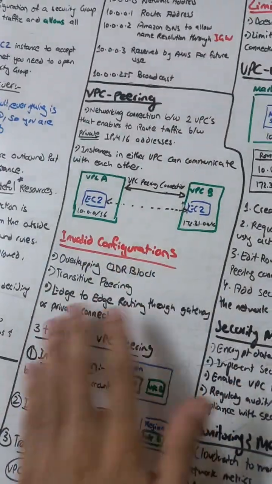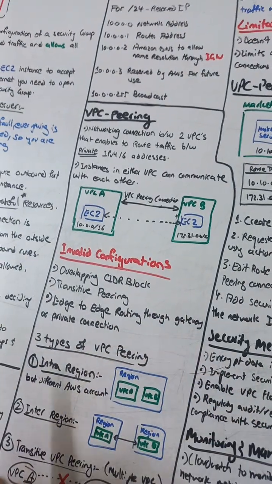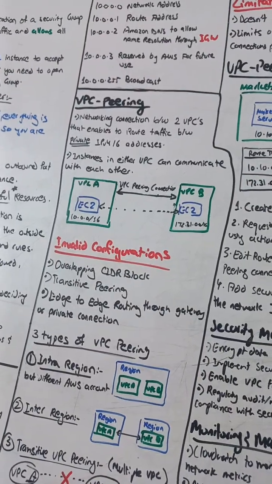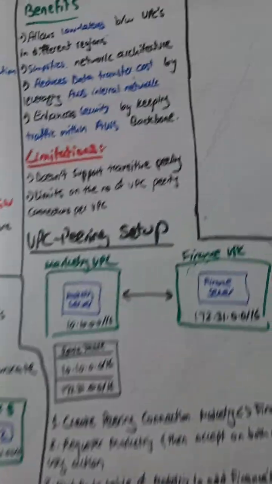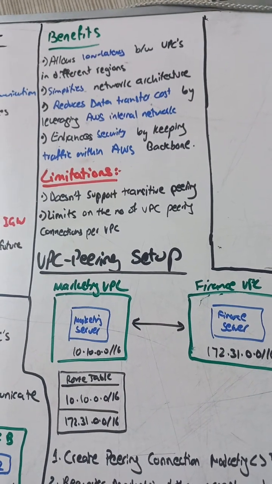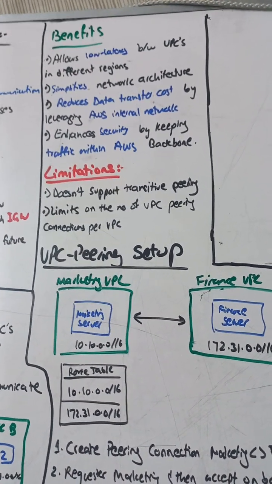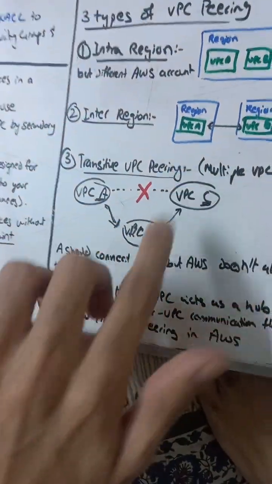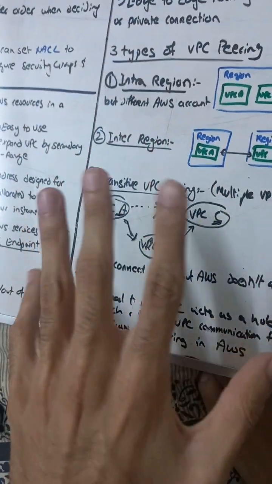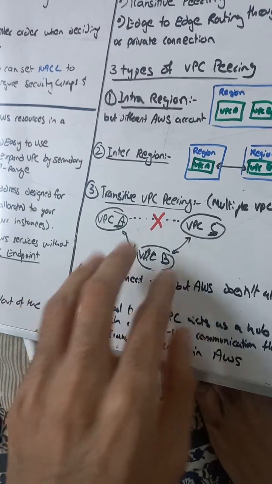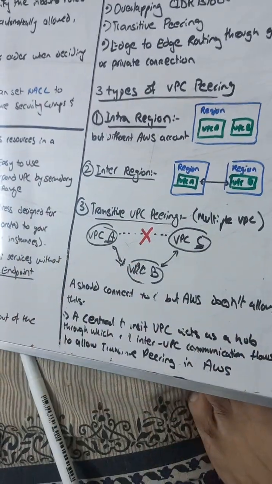Limitations. So these were some limitations. It can't be done for overlapping CIDR blocks, it can't be done for transitive peering directly, it can't be done for edge to edge routing through a gateway or private connection, and it has a limit on the number of VPCs which are connected. So that means when I was connecting B with A and C, you can imagine this to be like a really big network in which multiple VPCs can be connected. They can't have transitive peering, but they can be connected to multiple VPCs. But there is a certain limit to it.